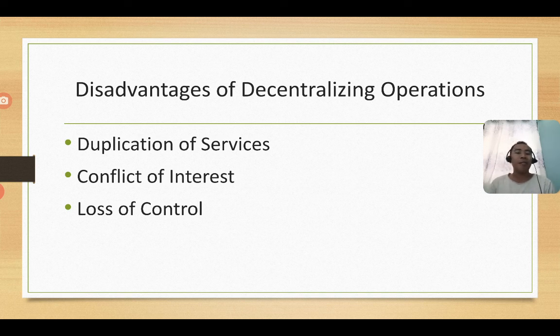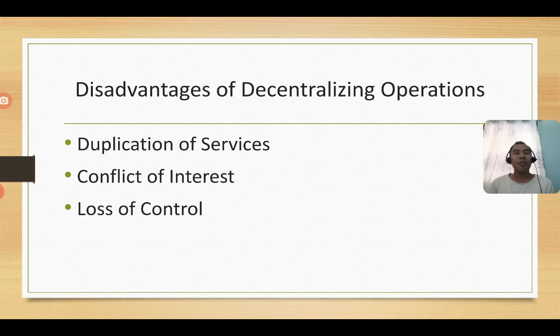And we also have conflict of interest between or among local managers, since somehow there would be a competition since each manager will be evaluated, their performance will be measured based on the output or performance of their assigned division. So somehow there could be conflict of interest among the local managers, and also there would be loss of control from the top management.